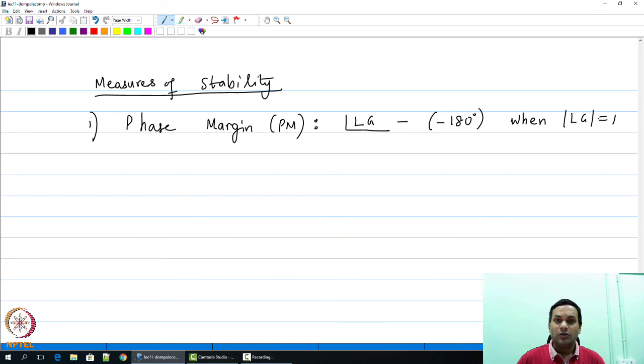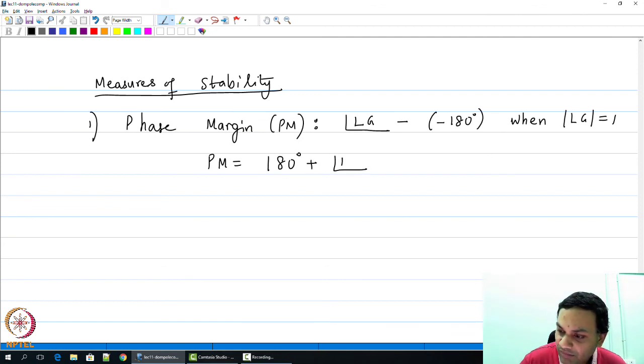is equal to 1. So in other words, you find out the frequency at which the magnitude of loop gain becomes equal to 1, and ideally your phase should not have already reached minus 180 degrees, and the difference between the actual phase and this minus 180 degrees is the phase margin. In other words, it can be written in this form: 180 degrees plus the actual angle. For example, if the actual angle were minus 135 degrees, the system is said to have a phase margin of 45 degrees. Now the other measure of stability is what is called gain margin.